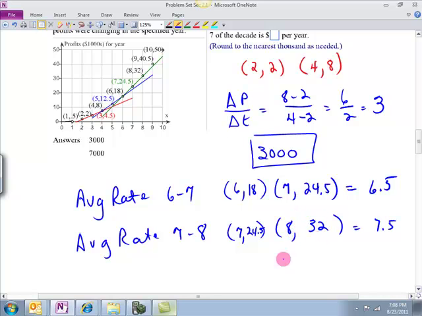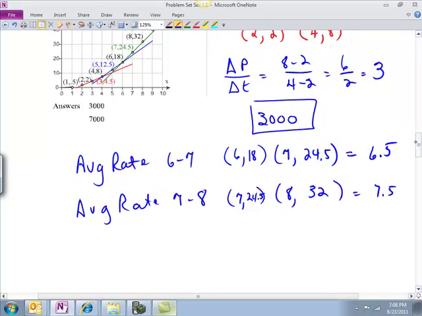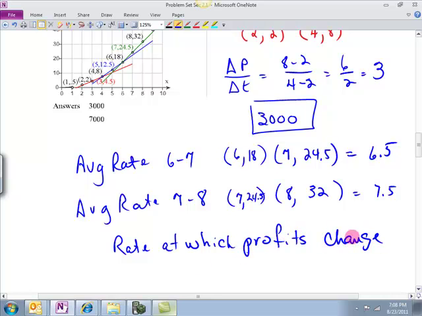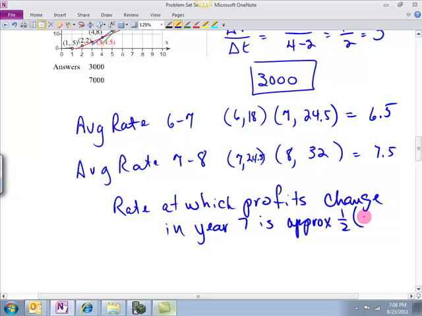Was this 32? Okay, so if we have 6.5 and 7.5, where does 7 fall in that? Is it kind of halfway between? So the rate, how did they word that? At which the profits change in year 7 is approximately 1/2 of 6.5 and 7.5, which is what? 7.